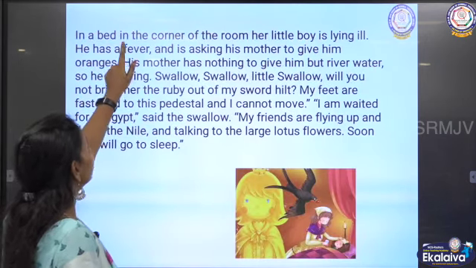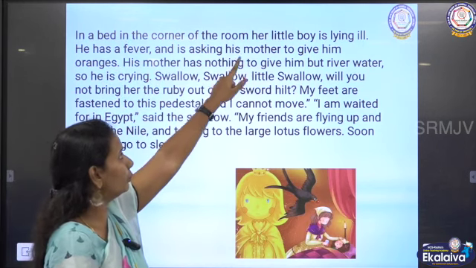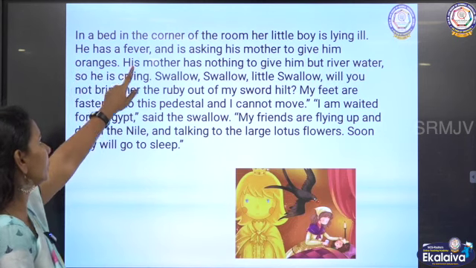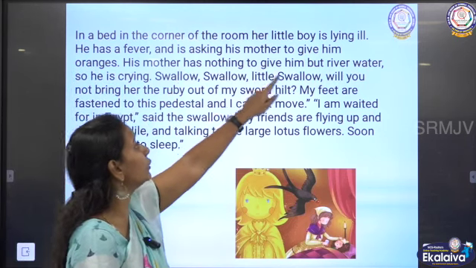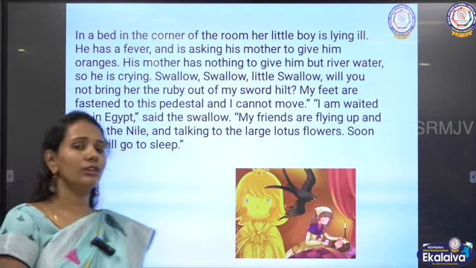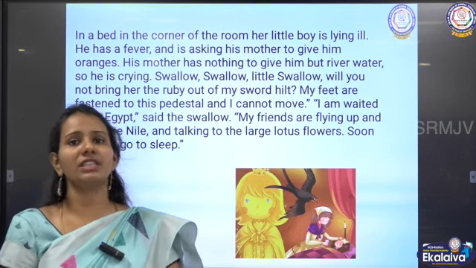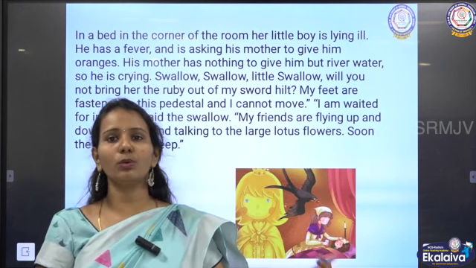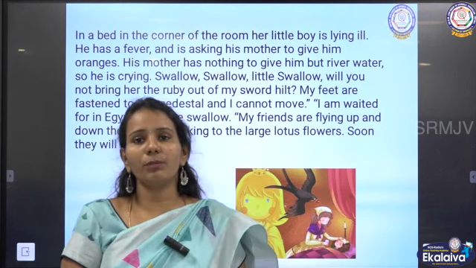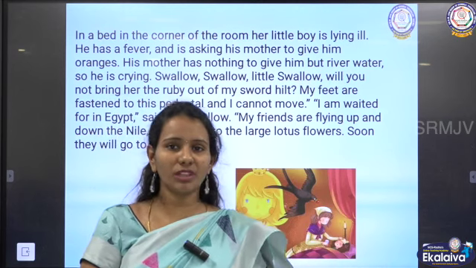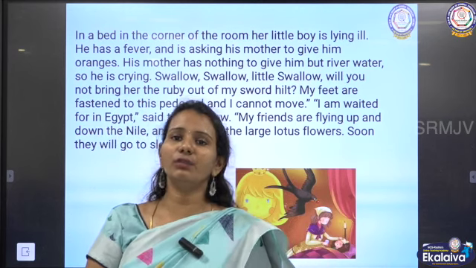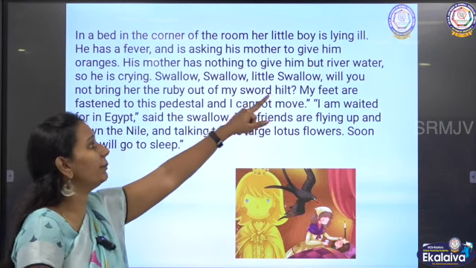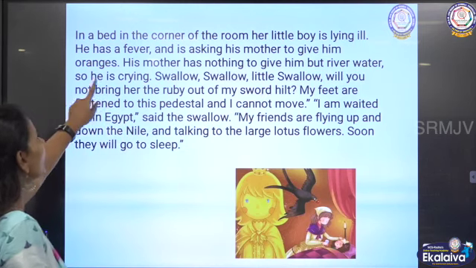In a bed in the corner of the room, her little boy is lying ill. He has a fever and is asking his mother to give him oranges. So the lady was seated, and behind the lady there was a boy, her boy who was ill. And because he was ill, he wanted something to eat, and he was asking his mother for oranges. His mother has nothing to give him but river water, so he is crying.